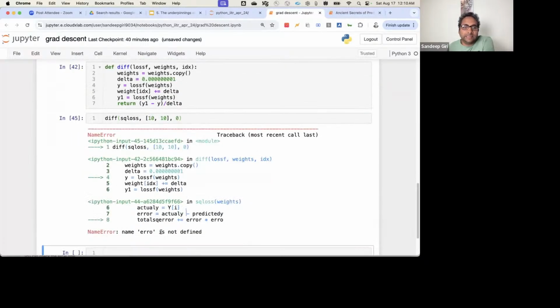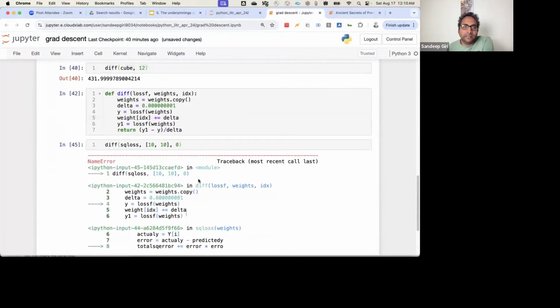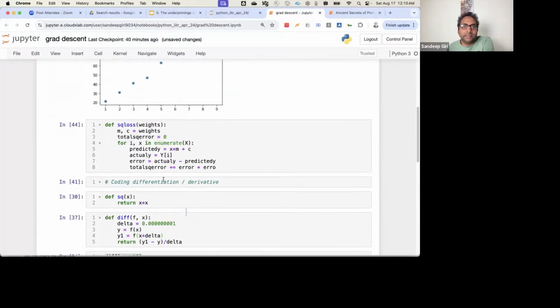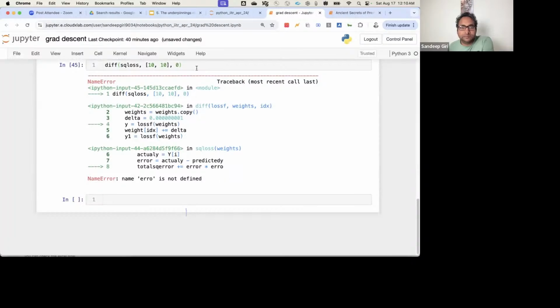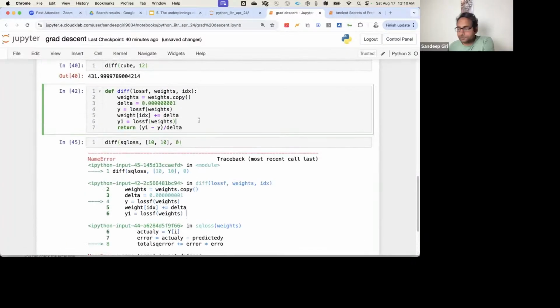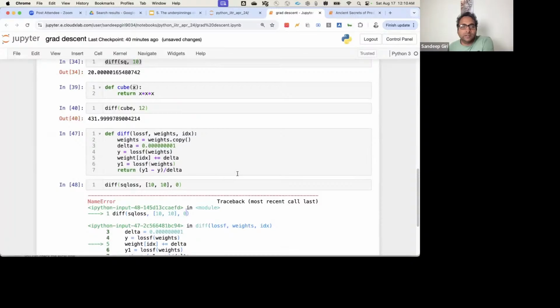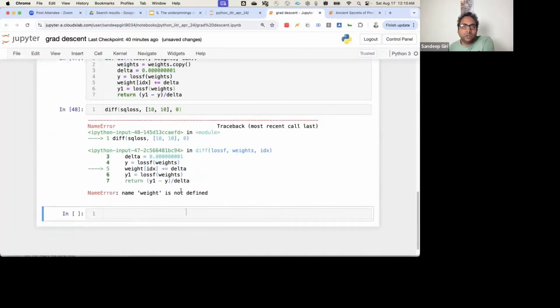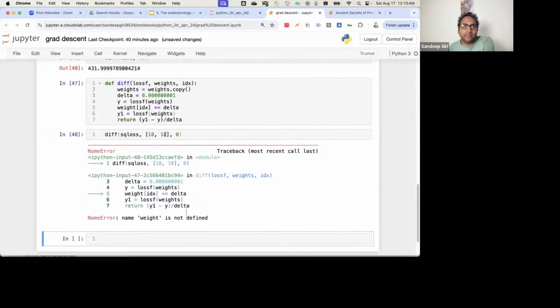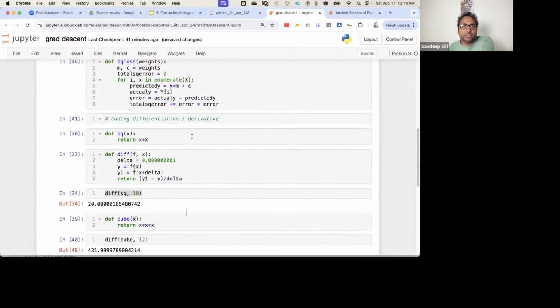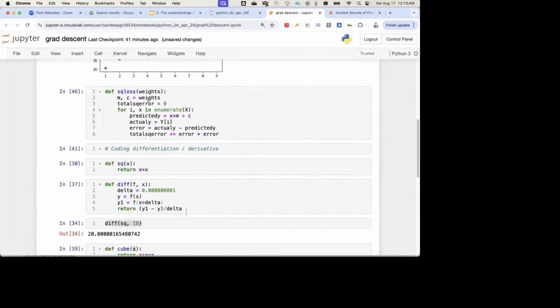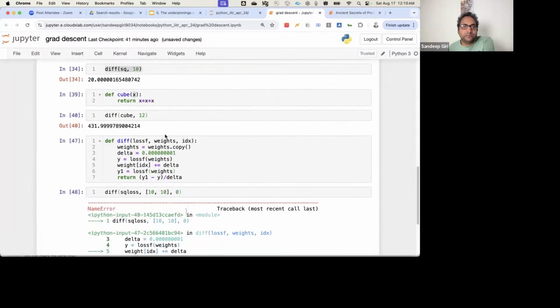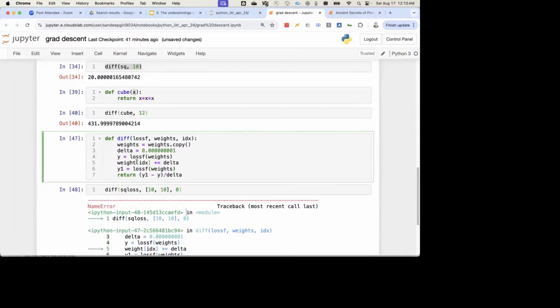It says error is not defined. Where did we make that mistake? There we are. Now it says weight is not defined. Where did we make this? Line number 5 in the last line. It should be weights. Yeah, it should be weights.